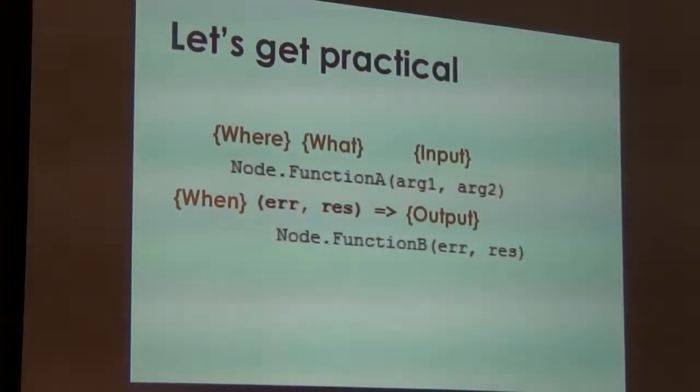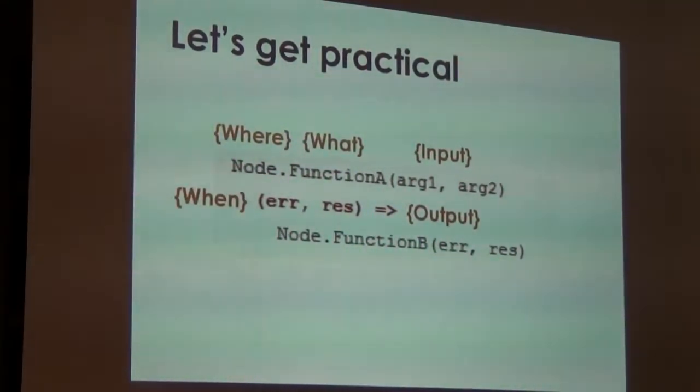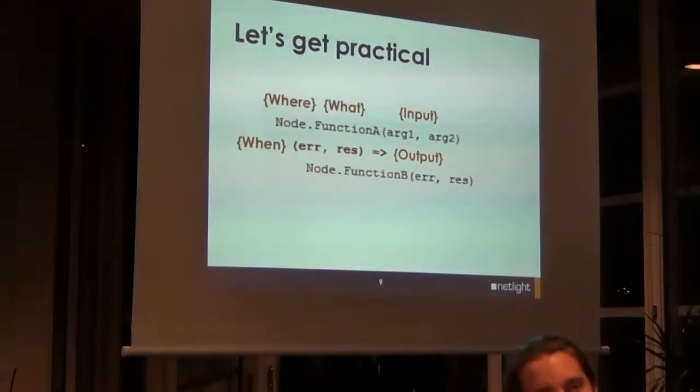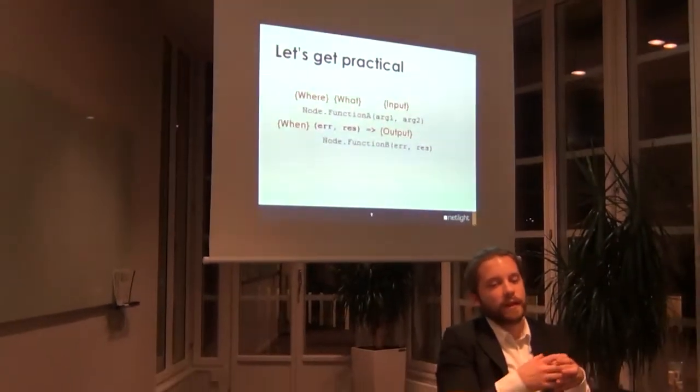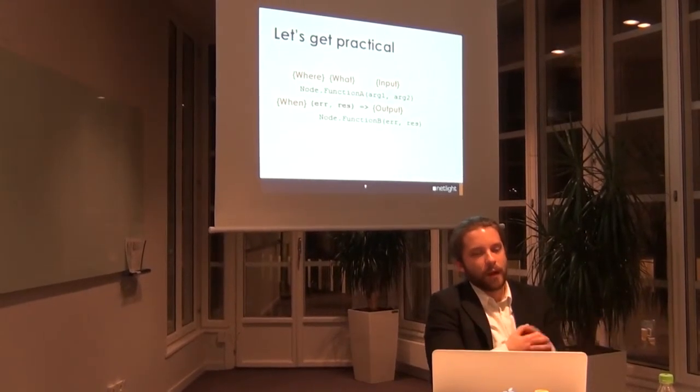But essentially what we are trying to do is to describe where something will happen, who will execute this function. We will define what will happen, which function should be executed. We need to define the input to this function and what output it produces. And we need to describe when the function will happen.